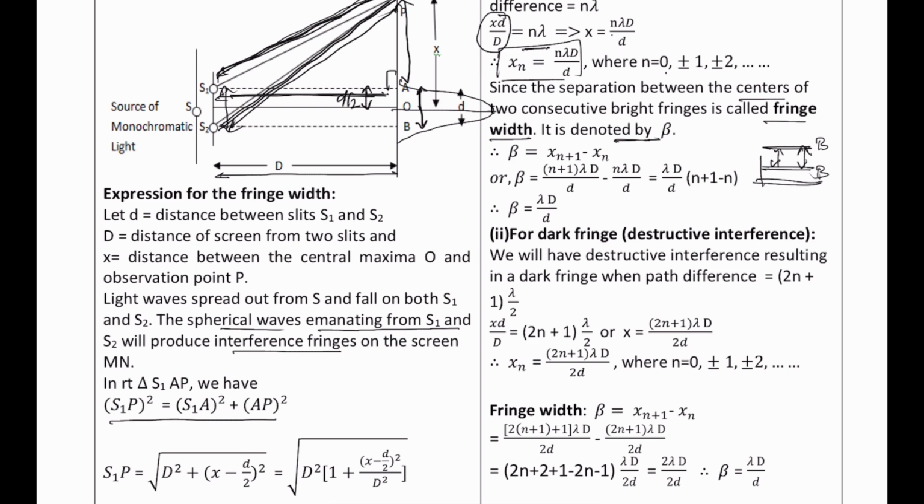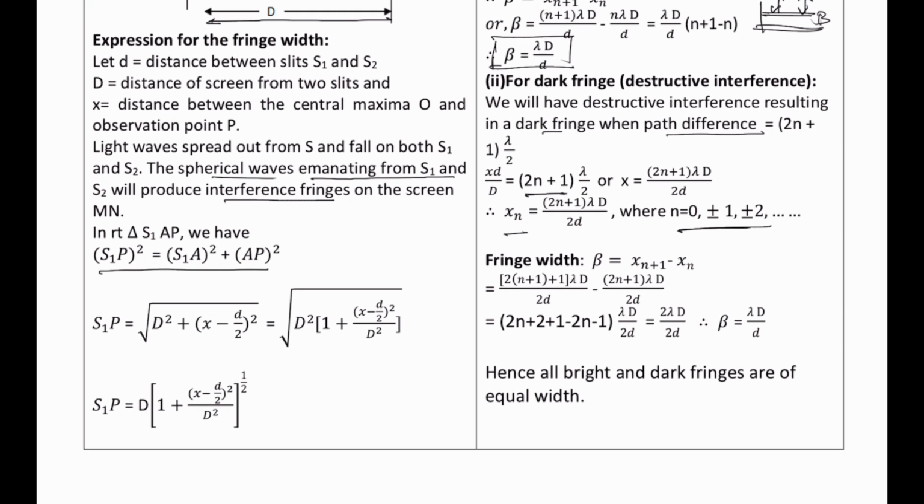So beta is equal to the difference of two consecutive nth plus 1 minus the nth. So for beta we find lambda D by d, correct. For a dark fringe, destructive interference results in a dark fringe when the path difference is an odd multiple of lambda by 2. The odd number is 2n plus 1. So we find the nth is equal to (2n plus 1) lambda D by 2d, where the value of n is equal to 0, plus minus 1, 2 like this.